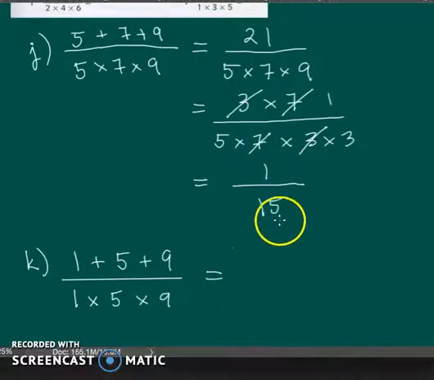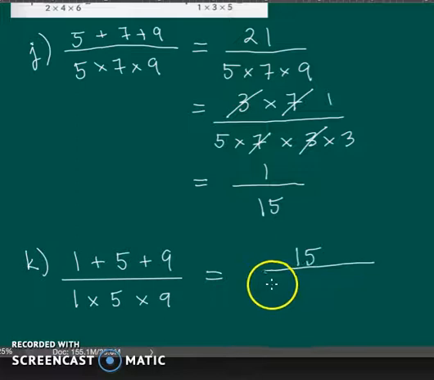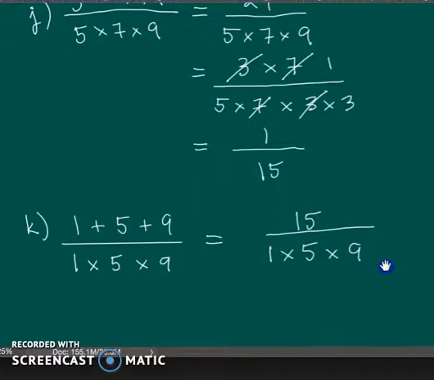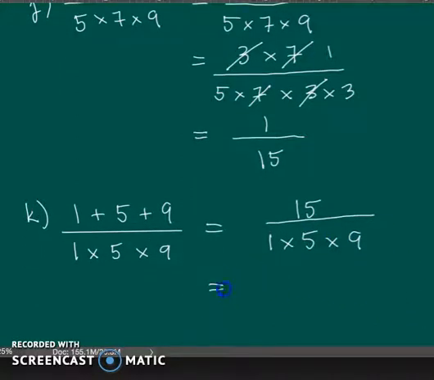For part K, we're going to solve in a similar way. So first let's evaluate the numerator. 1 plus 5 plus 9 is equal to 15. And we'll leave the denominator as it is for now. So 1 times 5 times 9, and we ask ourselves, are there any common factors between the numerator and the denominator? So let's first separate the numerator out into its factors.